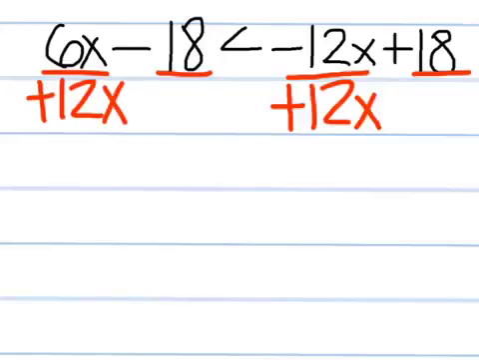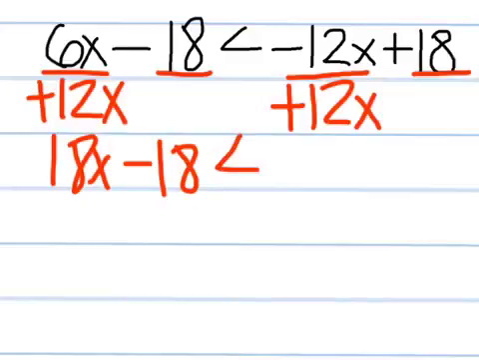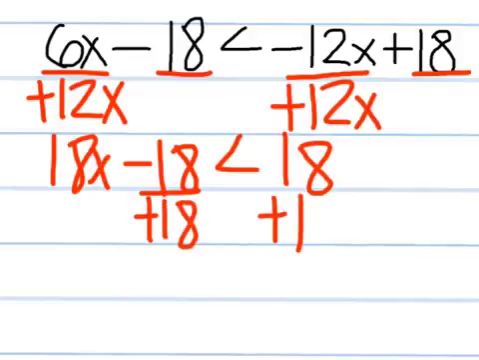When we do that, 6x plus 12x is going to give us 18x minus 18. Bring down our inequality. On the right, we have 18. Next, we want our numbers on the same side. Alright, we moved our x's to the left, which means we're going to move our numbers to the right. It's a negative 18, which means we're going to add 18 to both sides.